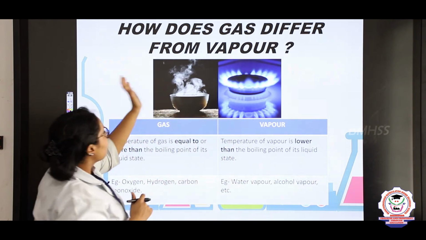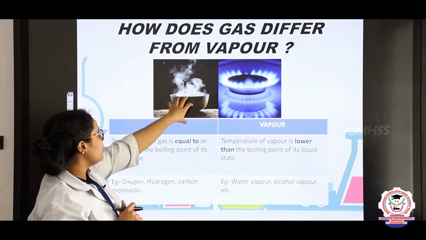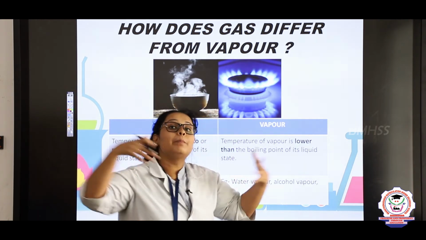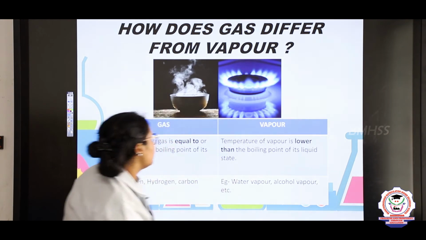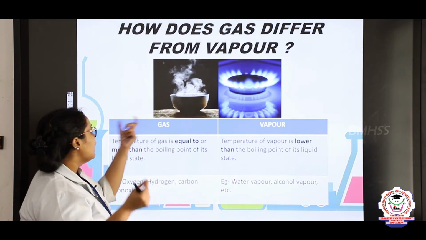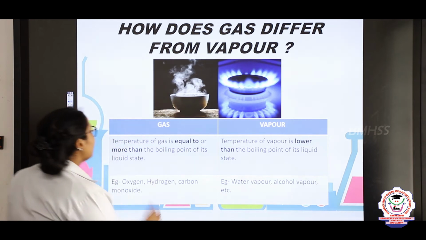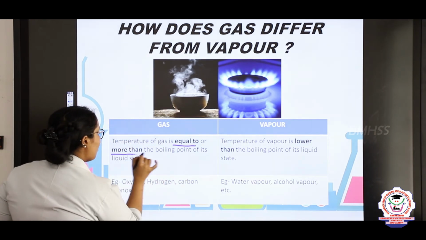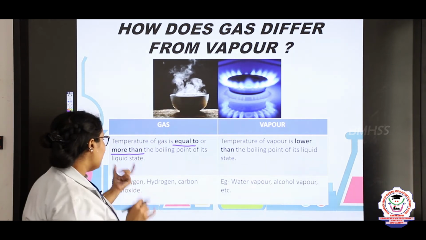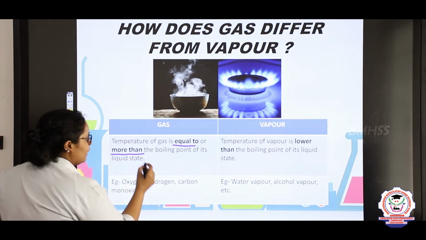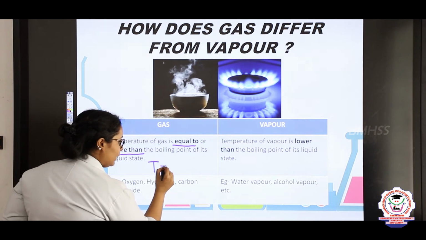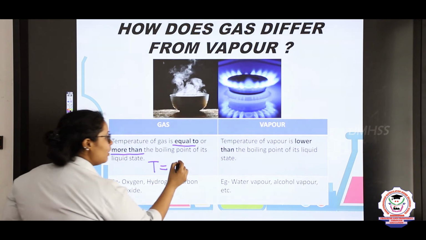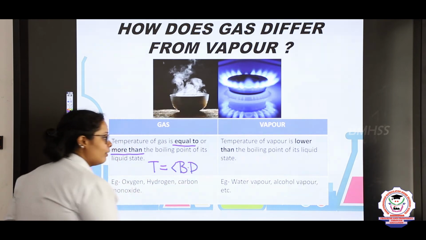So here you can see this is called steam. Steam is a kind of gas. Same way here you can see vapors of fire coming. So there is only a small difference between gas and vapor. Gas is when the temperature is equal to or more than the boiling point of that particular liquid. So the temperature will be equal to or more than the boiling point, right?